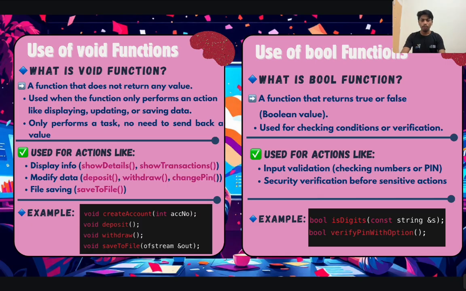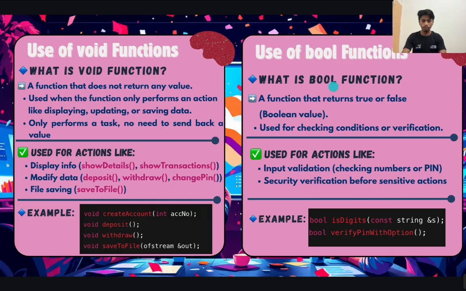For example, deposit adds money to the account, and withdraw deducts money from the account. Show details displays the account information. And then save to file saves data permanently to a file. All these functions just perform tasks, so I declared them as void because they don't return any value.